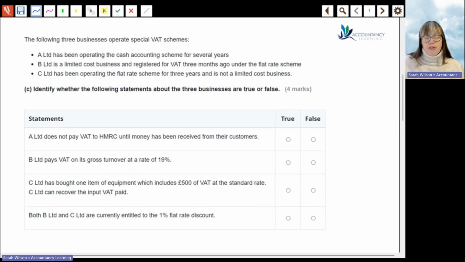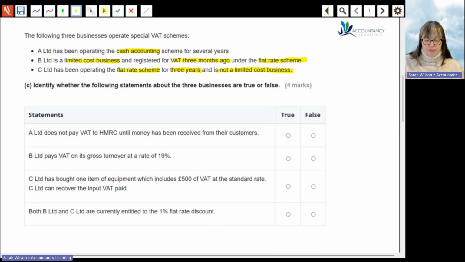So next, the following three businesses operate special VAT schemes. So we've got A Limited has been operating the cash accounting scheme for several years. B Limited is a limited cost business and registered for VAT 3 months ago under the flat rate scheme. And C Limited has been operating the flat rate scheme for 3 years and is not a limited cost business. So let's look at the statements here.